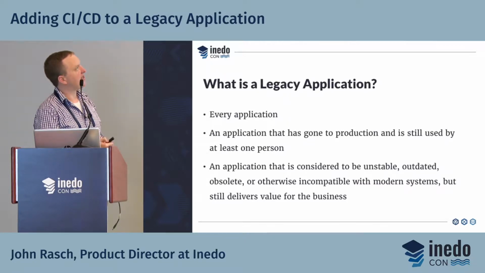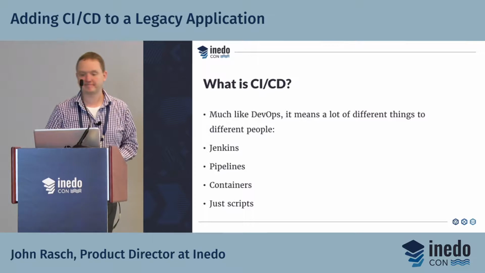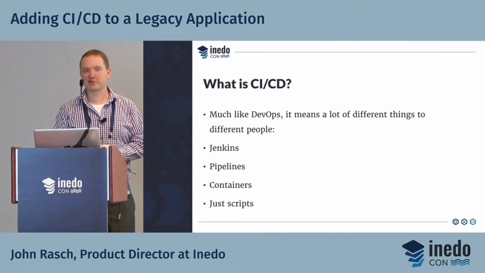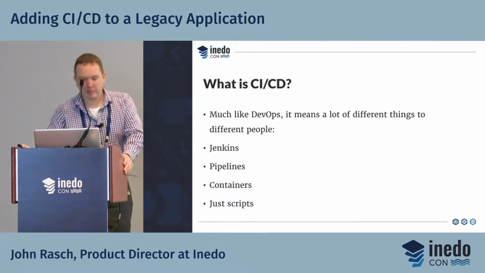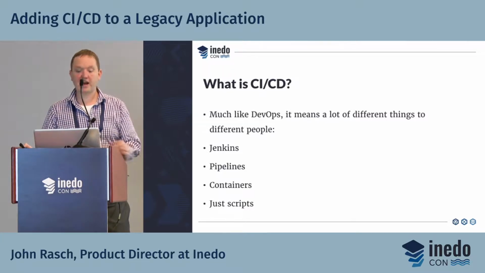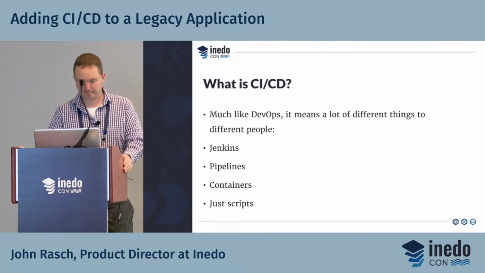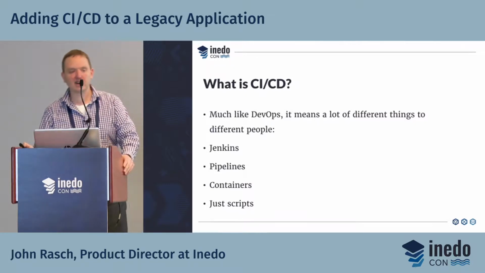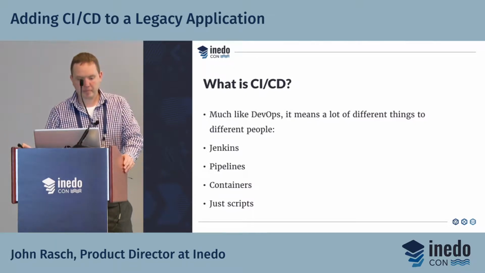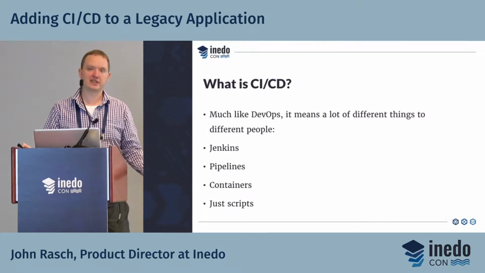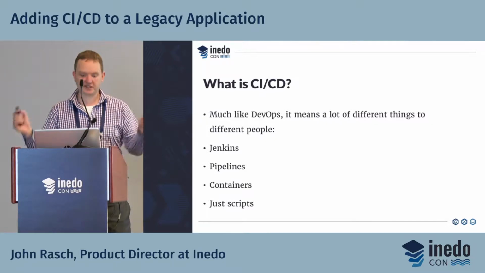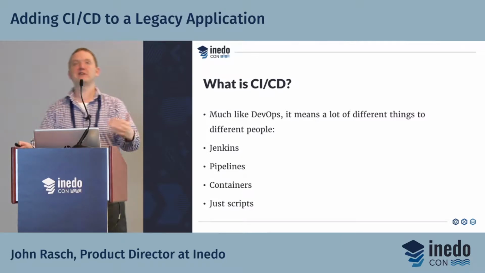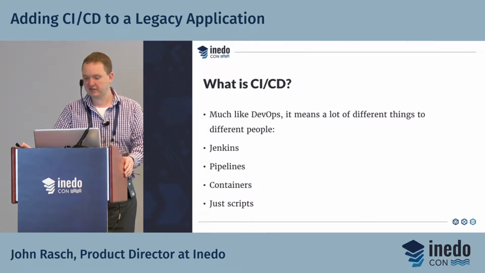So now that we've defined applications, what is CI/CD? A lot of people are familiar with it. It's much like DevOps. It means a lot of different things to a lot of different people. Jenkins, for example, is a common answer I've heard when I ask people what CI/CD is. More generally, pipelines, which are obviously a component of Jenkins. Containers is CI/CD: building them, deploying containers. Or just scripts, which is pretty much in common with source code as it's just text.